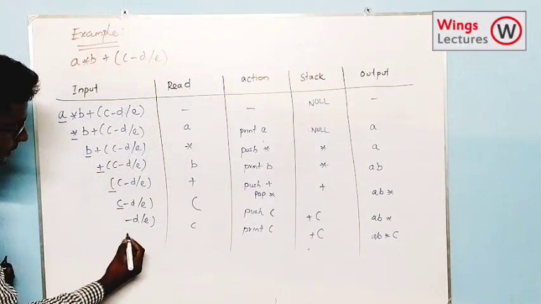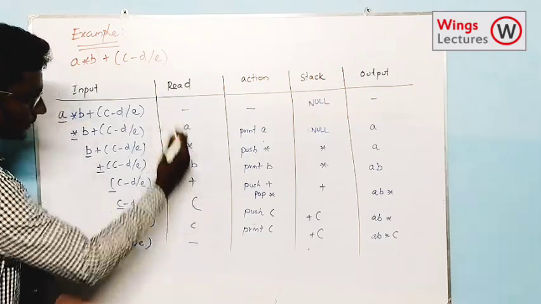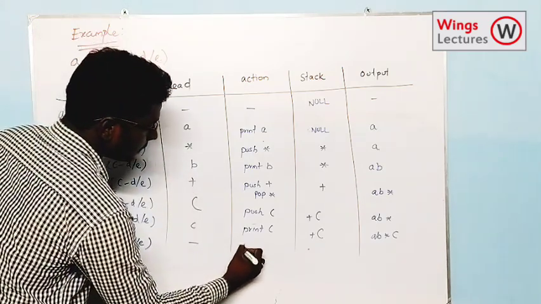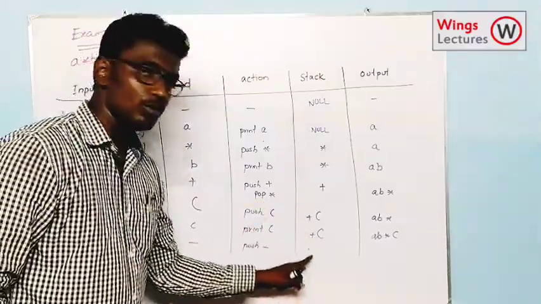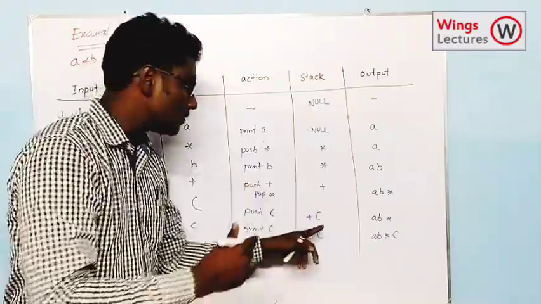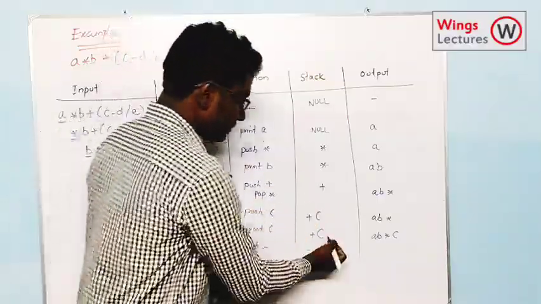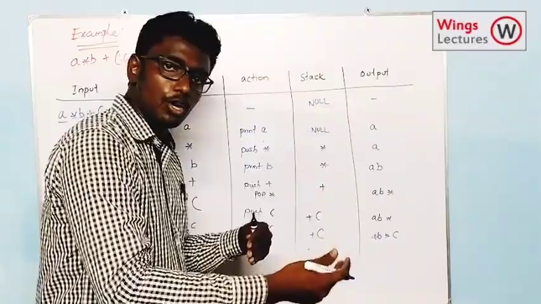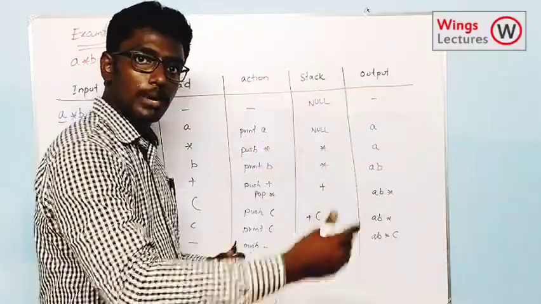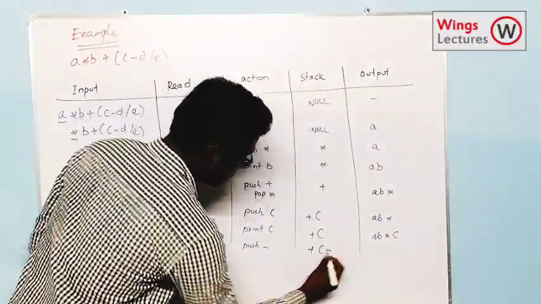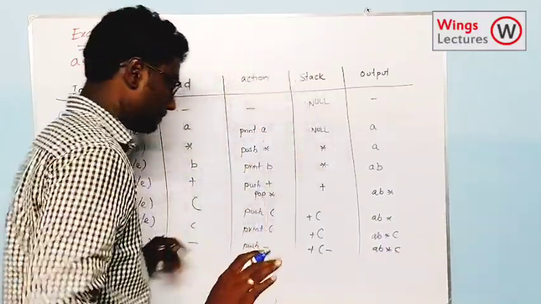Next, minus. I am going to read minus and then push minus into the stack. I already explained in the principle: if you push the open bracket into the stack, we need not compare any operators. Even if we have an operator, we need not compare inside the bracket. So directly we can push them into the stack one by one. So I'm going to push minus into the stack, and the output remains the same.